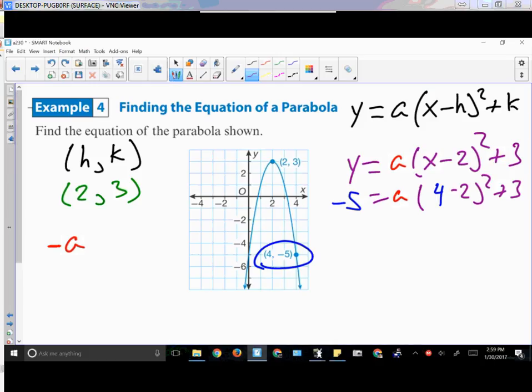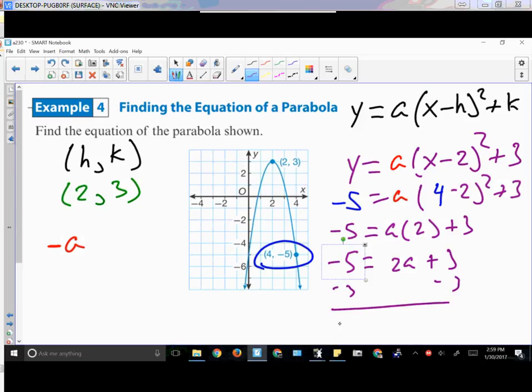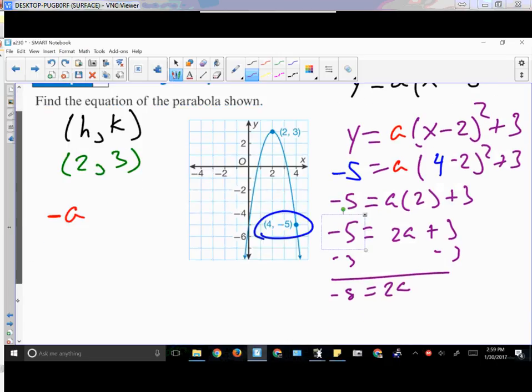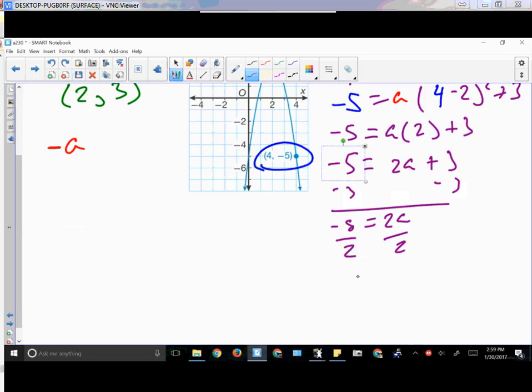I know, that's why I wouldn't do it. So, I got -5 is equal to A multiplied by, what's 4 minus 2? 2, so that's going to be 2 plus 3. Remember your order of operations, gang. -5 is equal to 2A plus 3. You can't take the 2 and the 3 and add them together. It doesn't work that way. Subtract 3, subtract 3. So I end up with -8 is equal to 2A. Divide by 2, divide by 2. So that means -4 is equal to A.